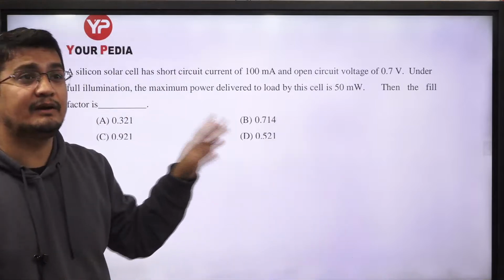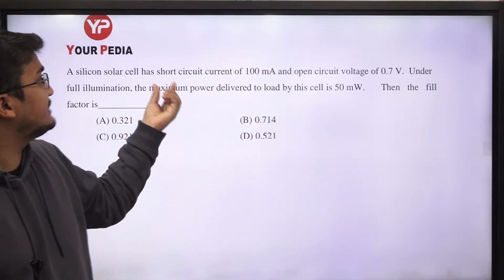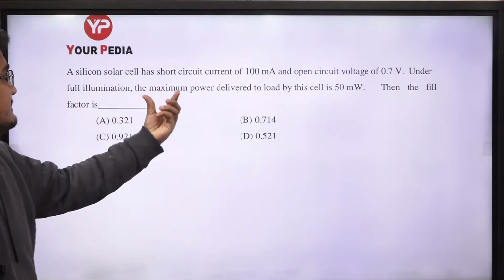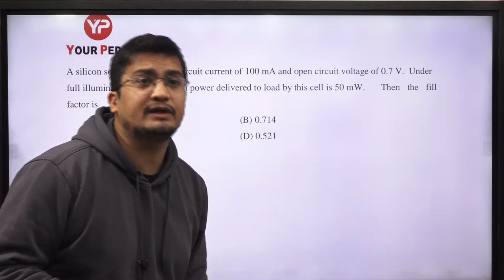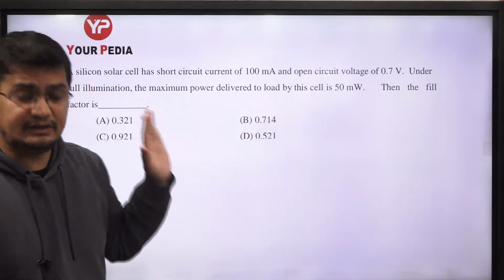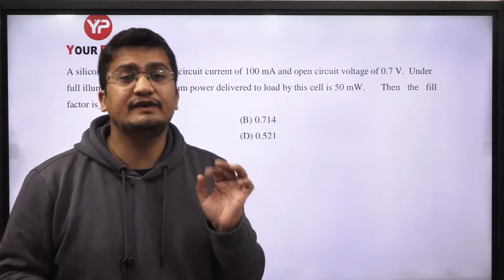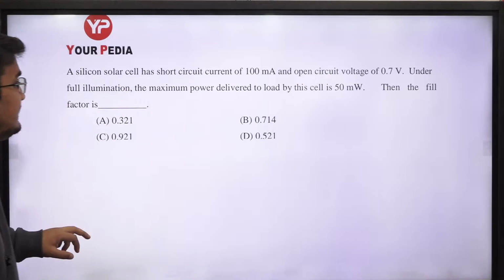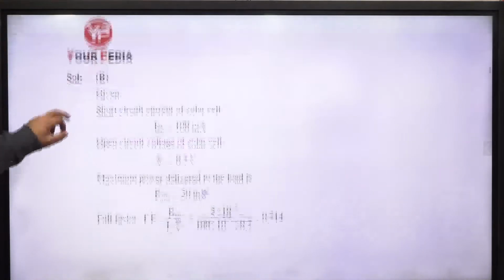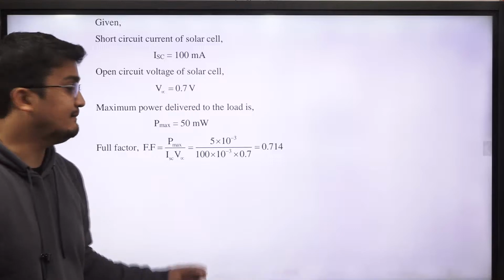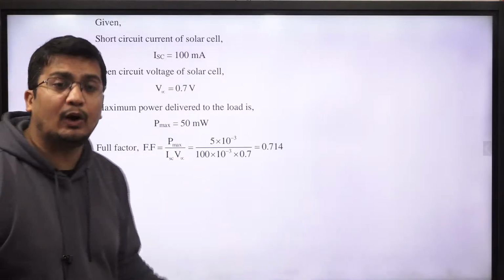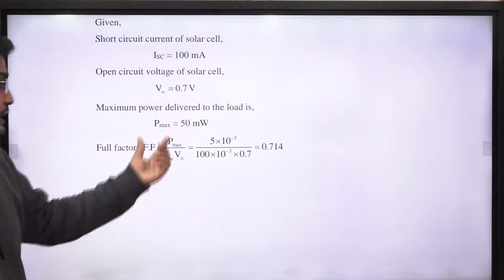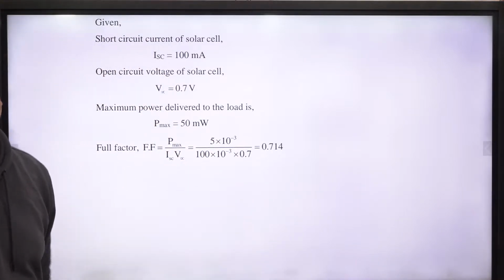They have given the fill factor, but here the question is a silicon solar cell has short circuit current 100 milliampere and open circuit voltage 0.7. Under full illumination, the maximum power delivered to the load by the cell is 50 milliwatt. What is the fill factor which will satisfy all these conditions? So to measure the efficiency of any PV module, we make use of the parameter fill factor, and the answer B is correct, 0.714. So guys, remember this. The fill factor is defined as maximum power divided by the product of the open circuit voltage and short circuit current. Right, Subi, the answer is B. So if you put in the values, you will end up getting 0.714.